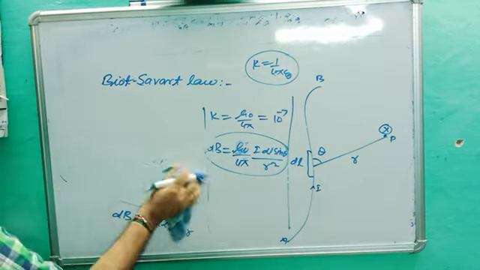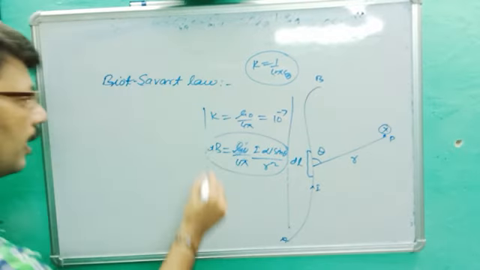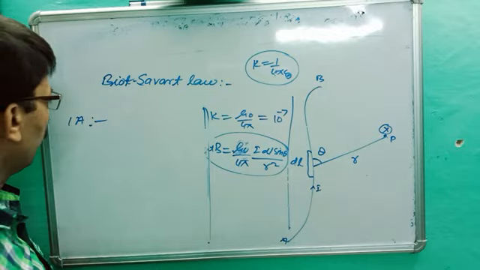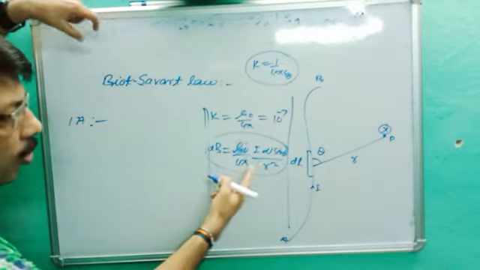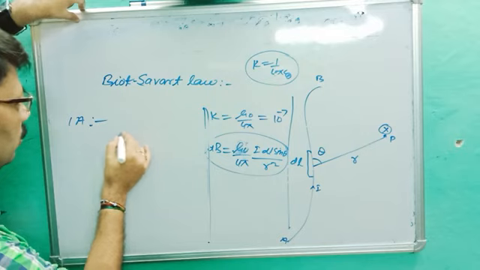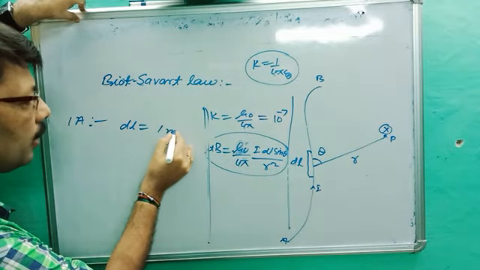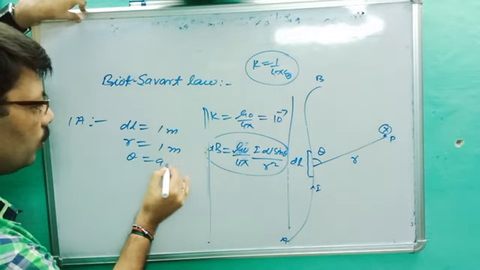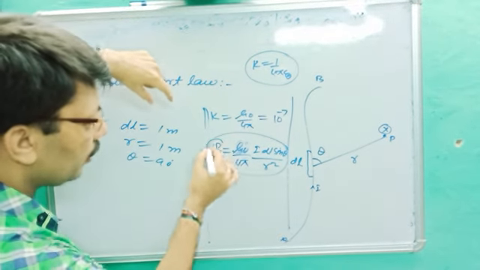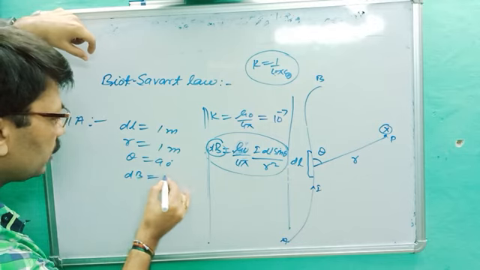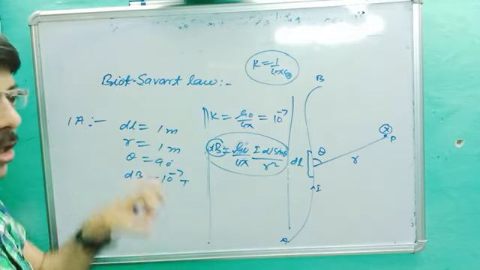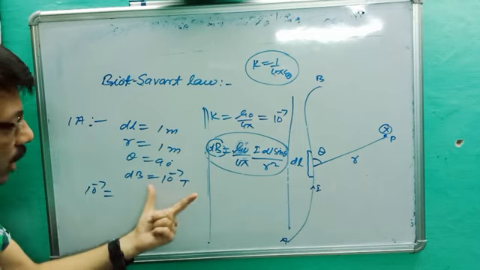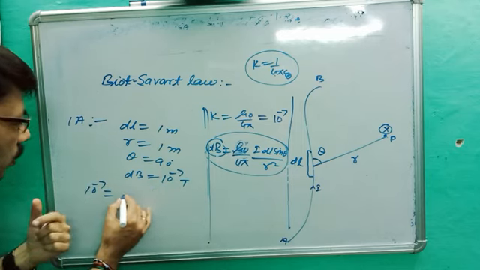Now the definition of 1 ampere. This is another very important point. For 1 ampere, don't write it like class 10th, I is equal to q upon t. 1 ampere could be decided from here. So anyhow we have to get 1 ampere. Let's suppose dl is equal to 1 meter, r is equal to 1 meter, theta is equal to 90 degree. What is the value of dB? The magnetic field dB is 10 power minus 7 Tesla. If you put all these quantities here, you will get dB equal to 10 power minus 7.